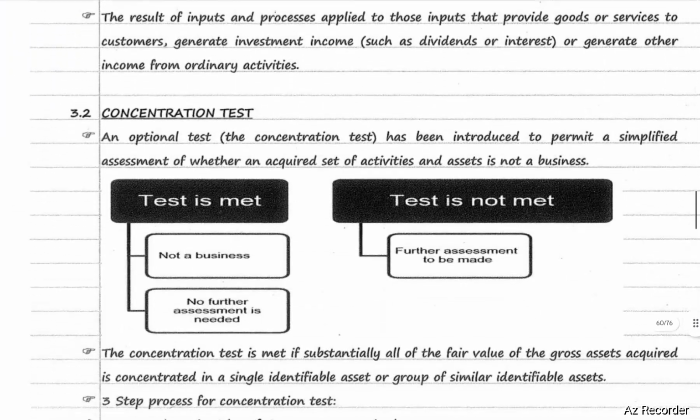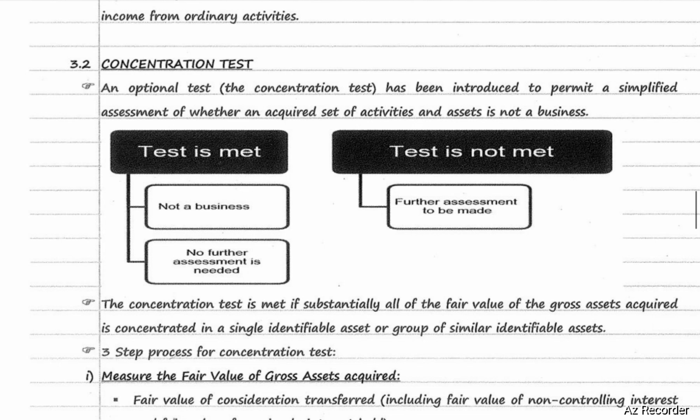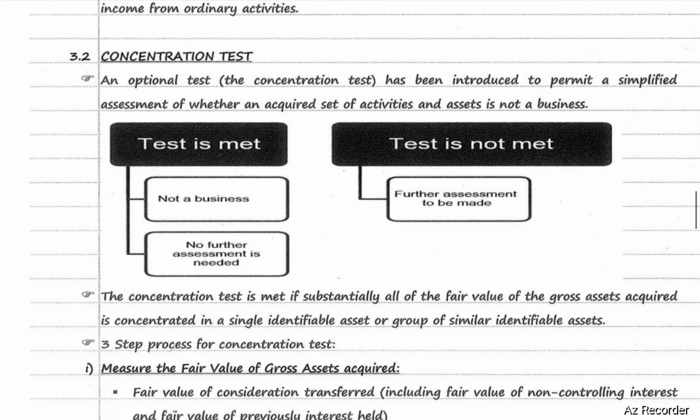Next, concentration test. An optional test, that is the concentration test, has been introduced to permit a simplified assessment of whether an acquired set of activities and assets are not a business. That means to determine whether it is a business or not, we use concentration test. If test is met, it is not a business, no further assessment is needed. If test is not met, further assessment to be made to determine whether it is a business or not.